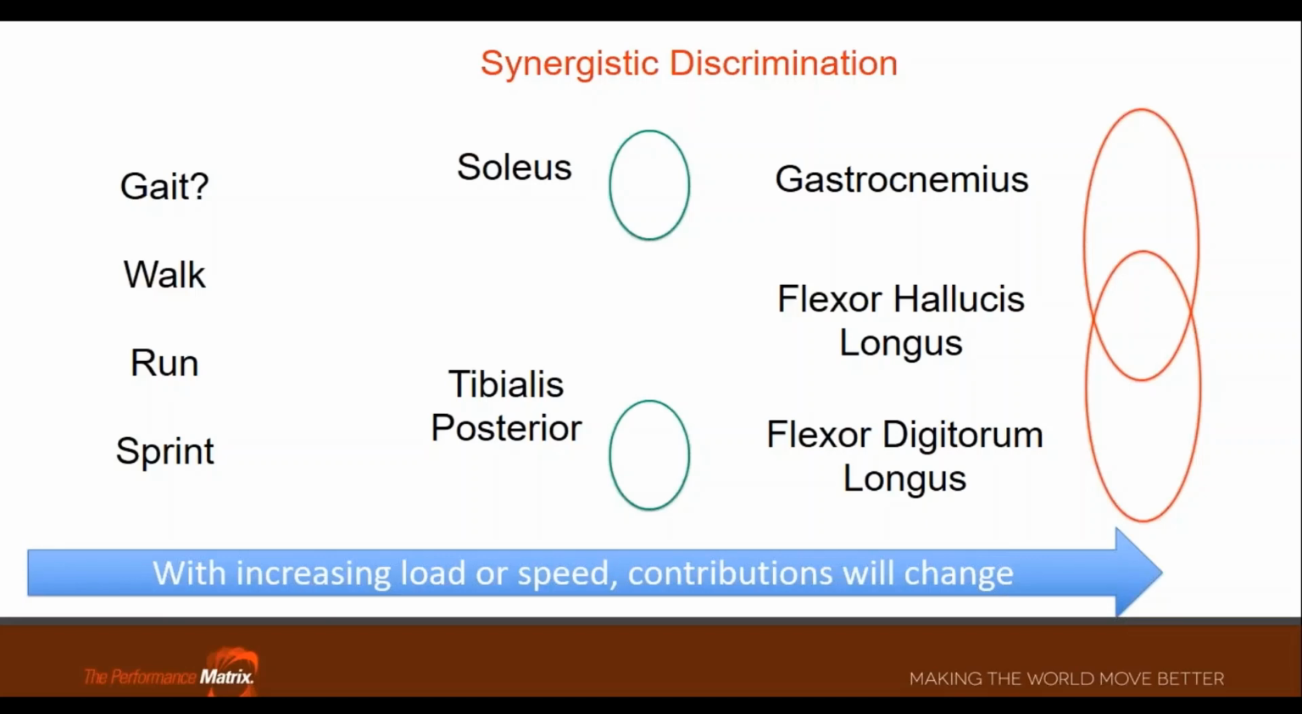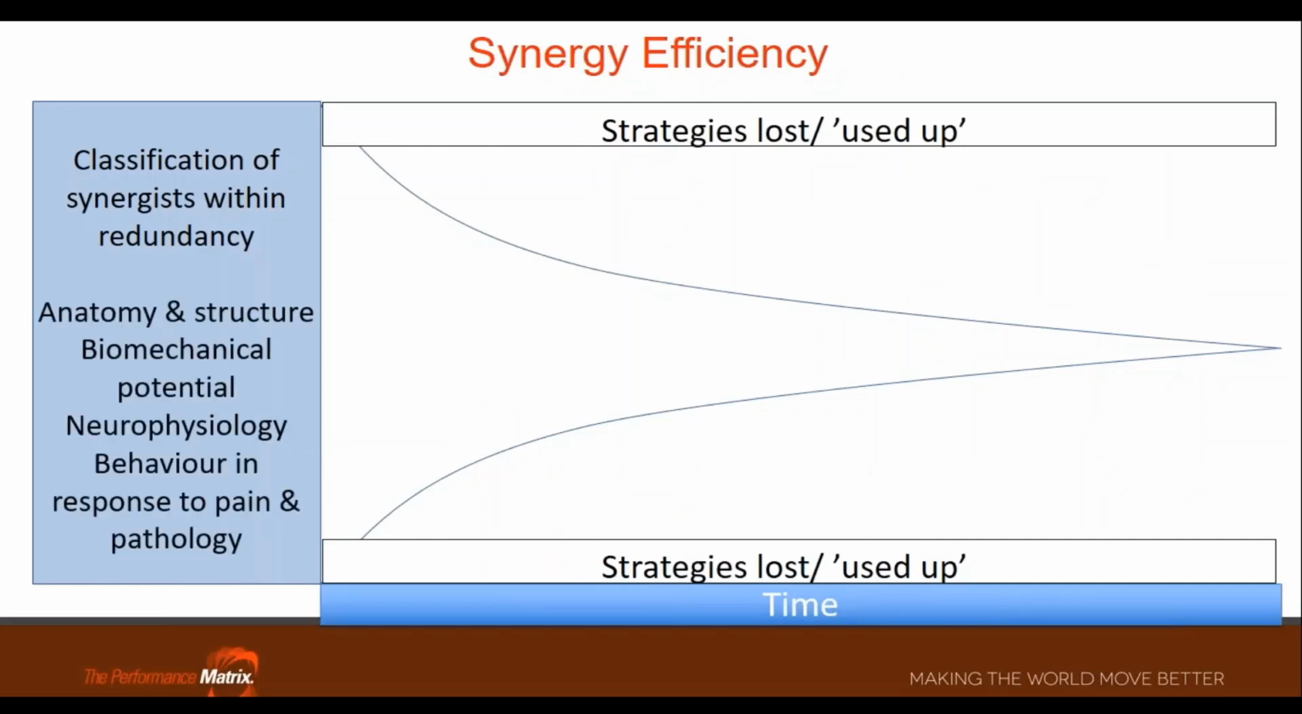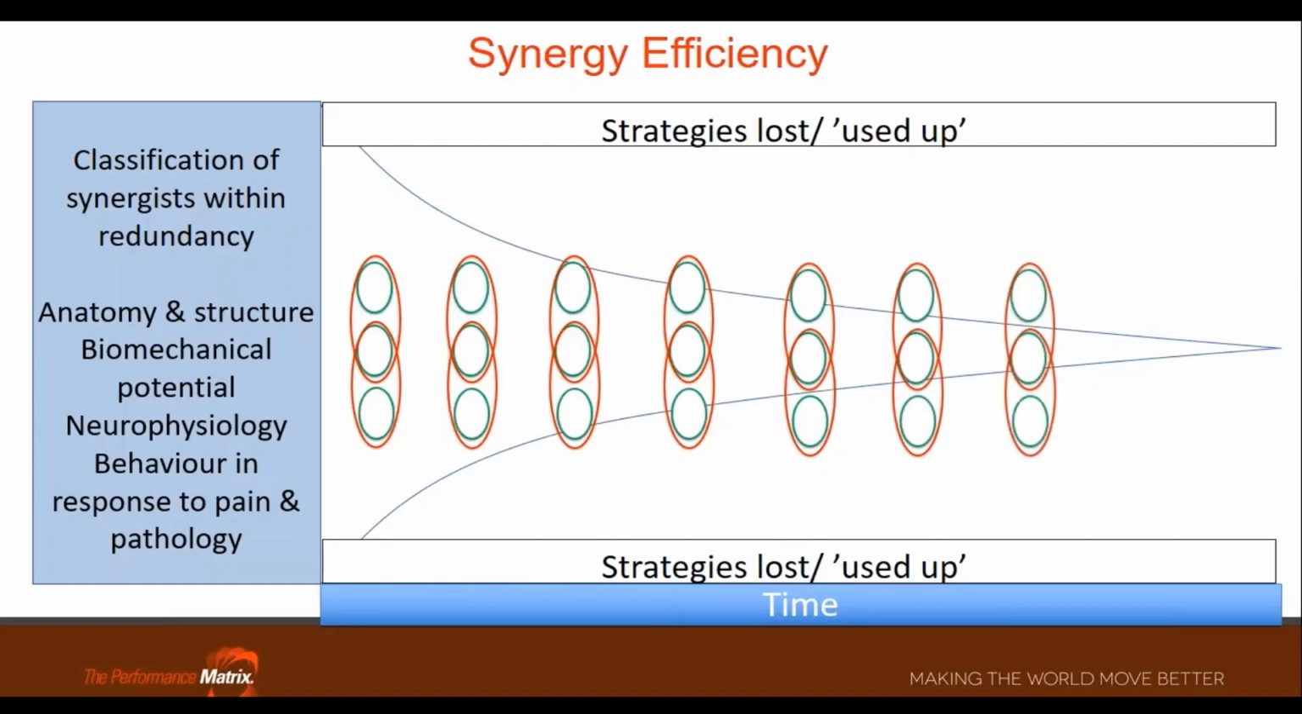And we can see how over time, with increasing load or speed, the contributions of those different structures will change. The muscle on the right will start to contribute more as load or speed increases. Also, as fatigue is more present, there will be greater demands on the system. Again, more contribution from the muscle on the right. So this classification system then, based on those different qualities, allows us to start to judge synergy in respect to time. How efficient is the synergy we use now and later and later? And as synergies are starting to be used up, as movement solutions are starting to be used up.